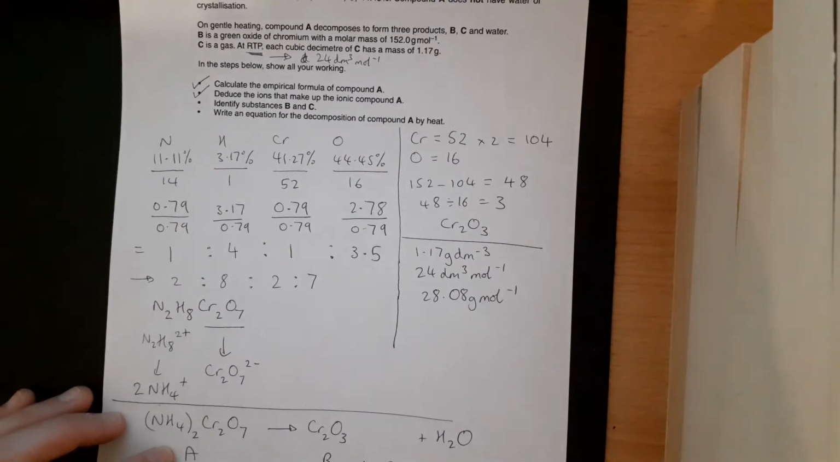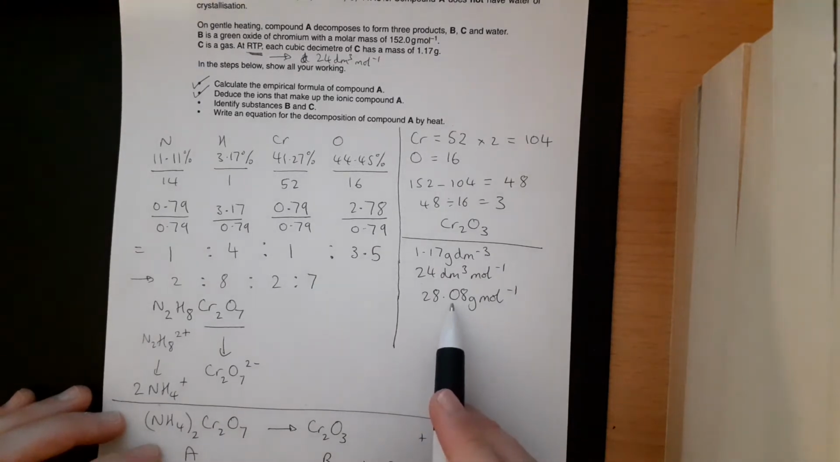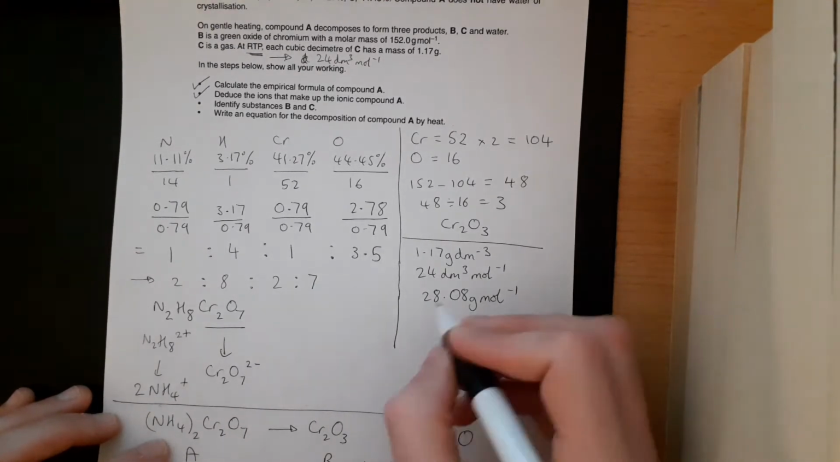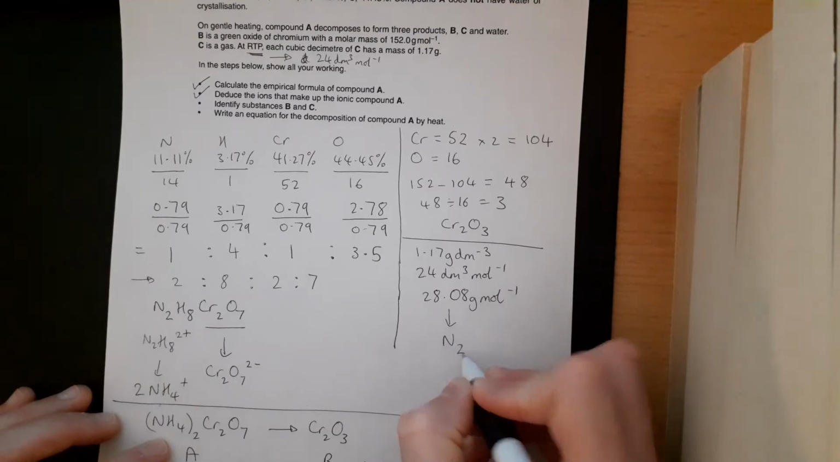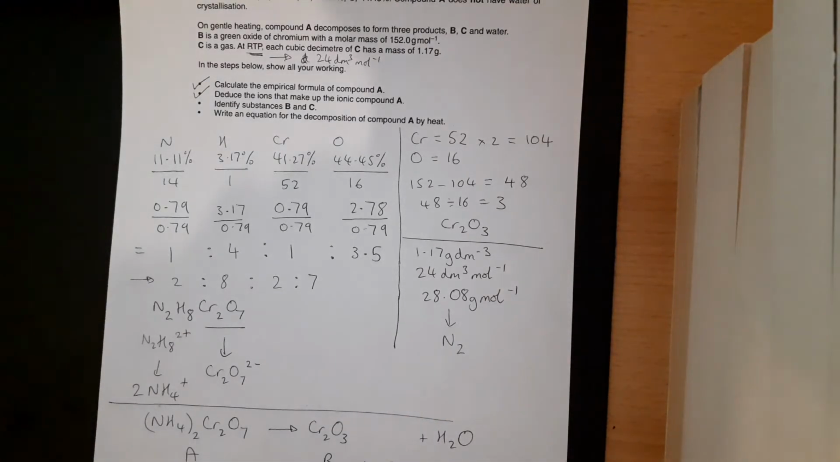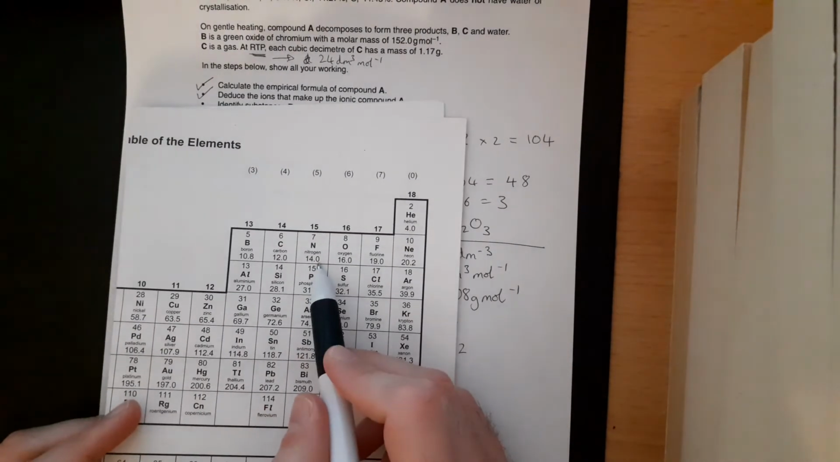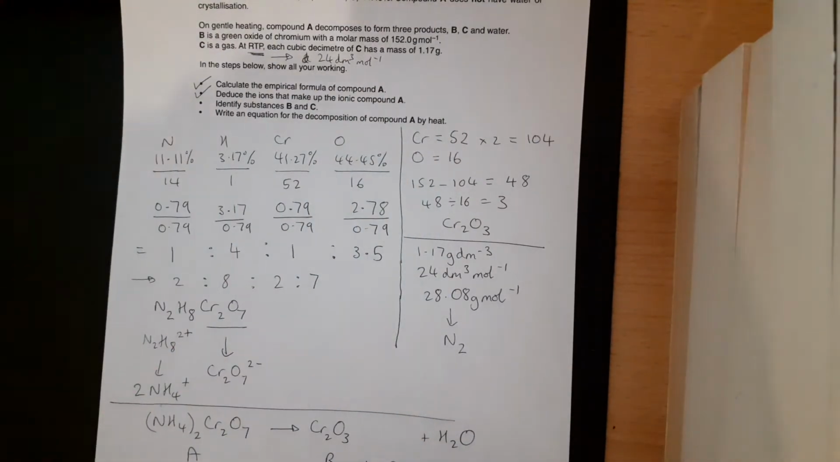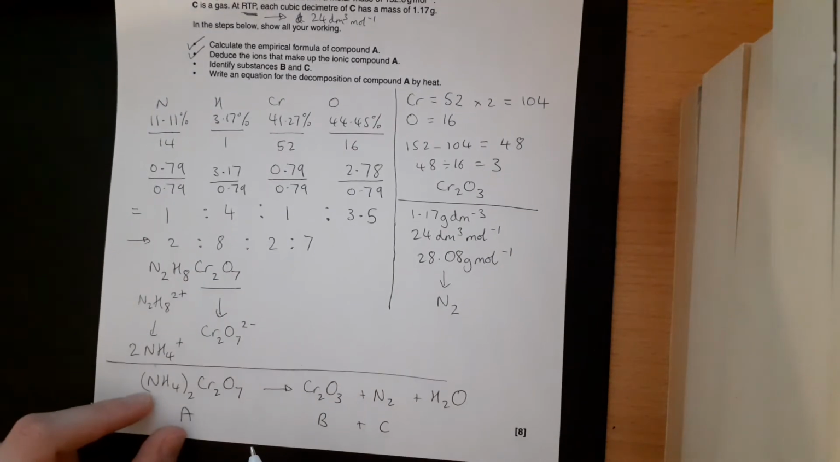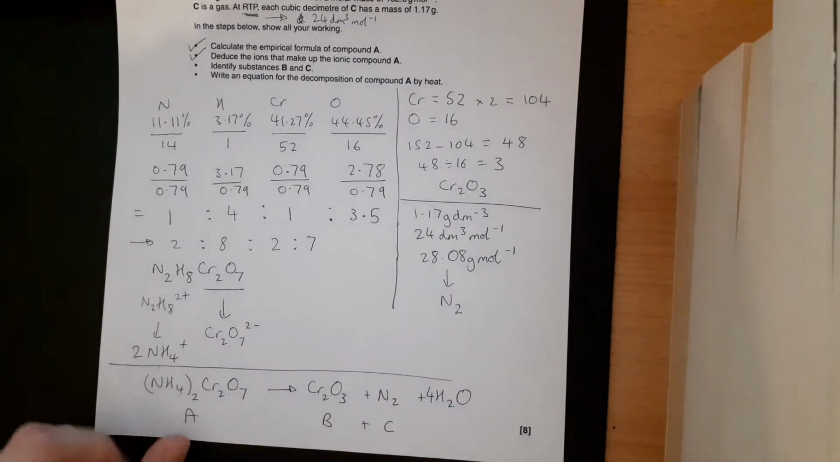That's already telling us that our gas here has no chromium in it. So something's got a mass of 28. Then what this is going to be must be N2, nitrogen gas. Nitrogen's atomic mass is 14, and this is going to work out nicely. Look, that's my 2 nitrogens from there, and then I've got 8 hydrogens left and 4 oxygens left by the time I've taken the 3 oxygens off. So that's going to give me my 4 H2O, and that should be it.